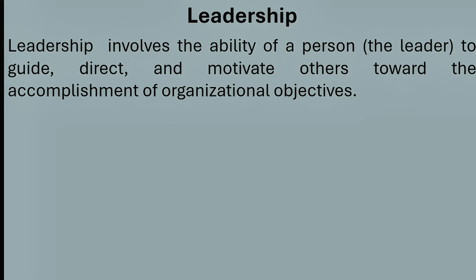Leadership involves the ability of a person, the leader, to guide, direct, and motivate others towards the accomplishment of organizational objectives. A leader is responsible to guide, tell people what to do, how to do, and what is expected of them, direct them, provide directions and correction for people, and motivate them towards the accomplishment of organizational objectives. A leader is responsible to provide trainings and motivate others towards the accomplishment of goals.